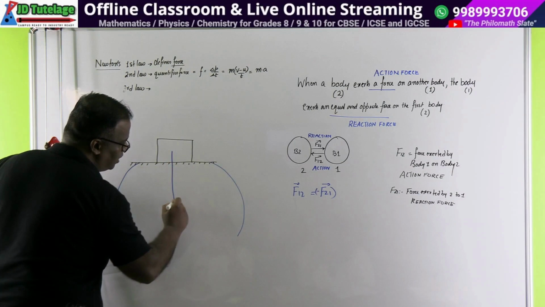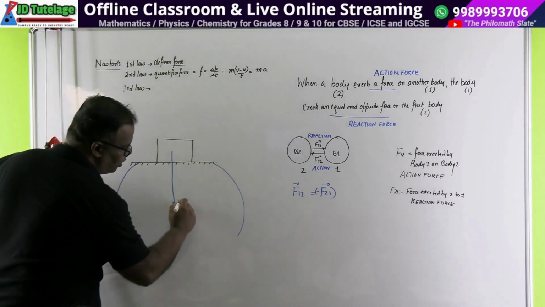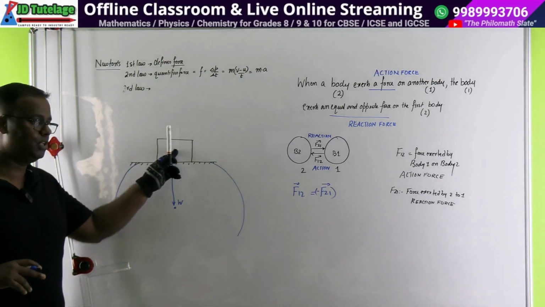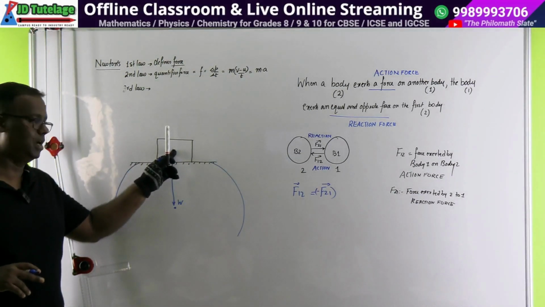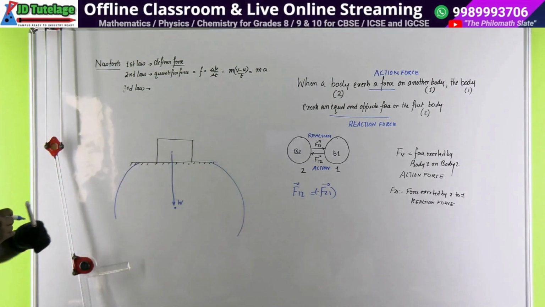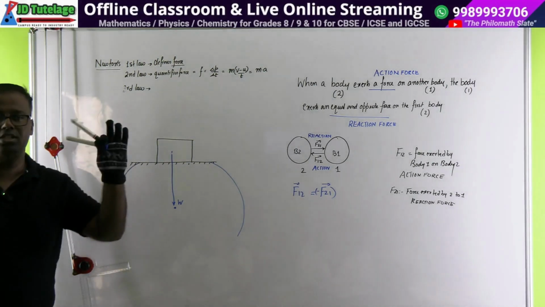pulled from its center towards the center of the Earth. This is the weight of the block. Got it? Weight will always act from the center of gravity or the center of mass. We'll understand these things when we go in later chapter. Now, you will later understand. Now, what are the two bodies here? Can you identify?